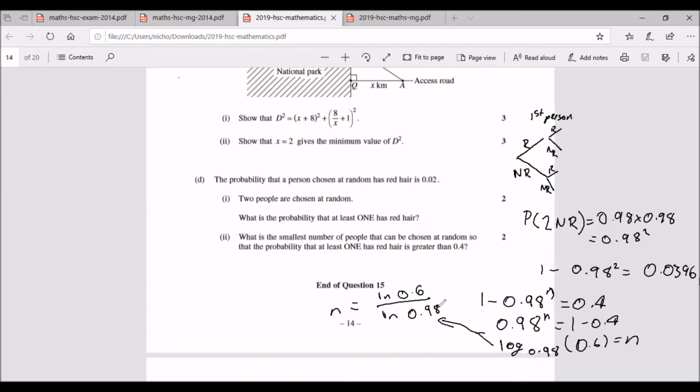Now, that doesn't mean you're going to get a person with red hair. You could do it 1,000 times and get no one with red hair. It just means that you've got a 40% chance of getting someone with red hair, or greater than 40% chance. So n would have to be bigger than. So here you're not going to get a whole number, but you want to round that up to the next whole number, because that would give you the smallest number of people.